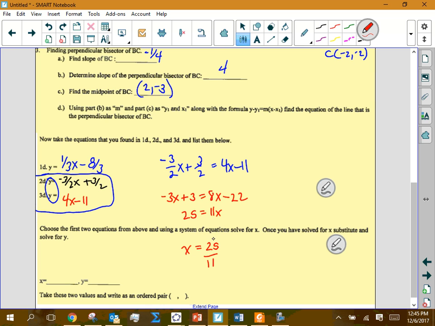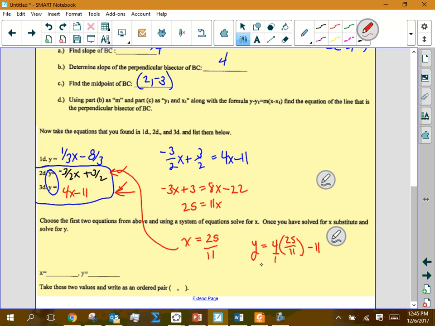So we know from systems of equations that if I used those two equations to find x, I should be able to plug my x value back into either one of them to find y, right? Does it make sense to plug it into this bottom one maybe a little bit better than the top one? I'm going to take this x and say that y is equal to 4 times that x of 25 over 11, then minus 11.